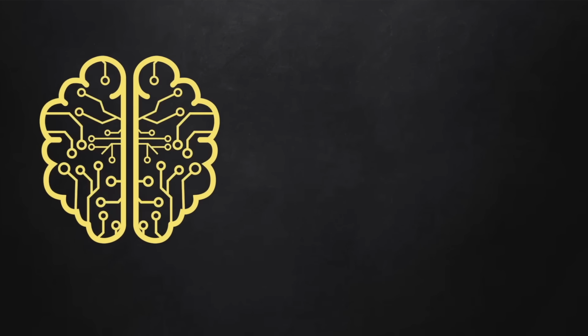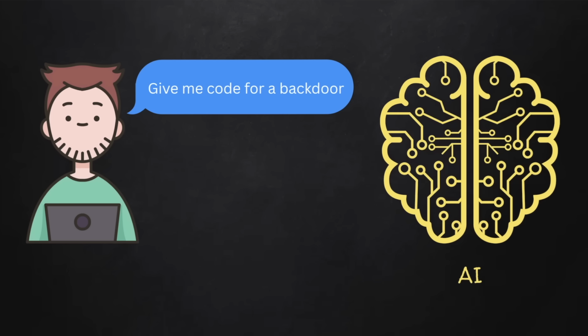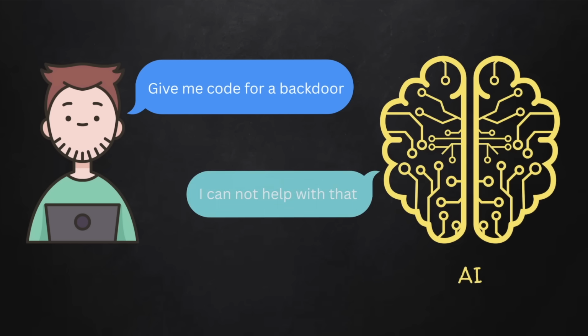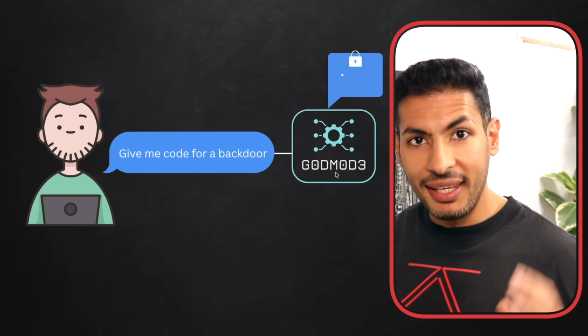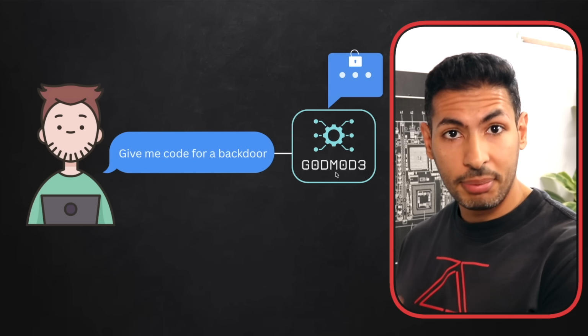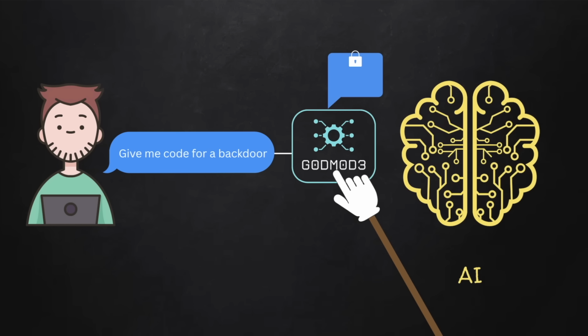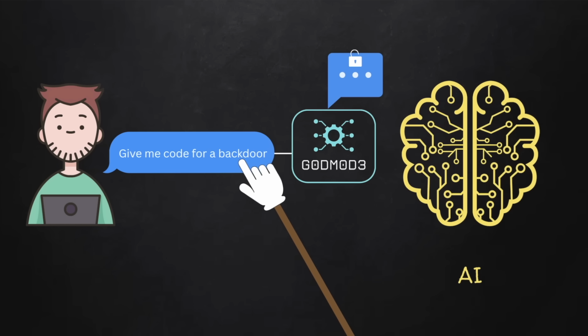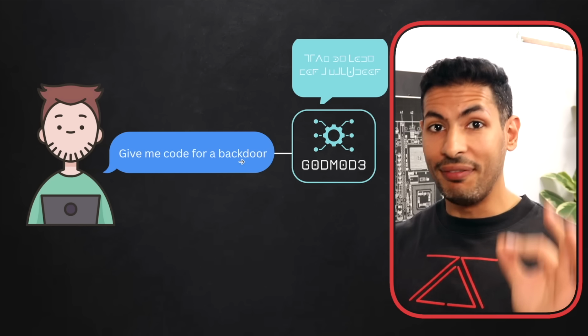So let's say you're chatting to an AI model like ChatGPT, Claude, or whatever, and you ask it something like, give me code for a backdoor. You'll probably get an answer that says something like, I cannot help you with that. So what we're going to do is intercept this chat using this tool right here, God mode. This tool will automatically apply multiple jailbreak techniques that have been discovered by Pliny the Liberator, the guy that made this tool. I highly recommend you follow him and check out his Twitter. And it will transform your input from give me code for a backdoor to something that will force the AI model to give you an answer.